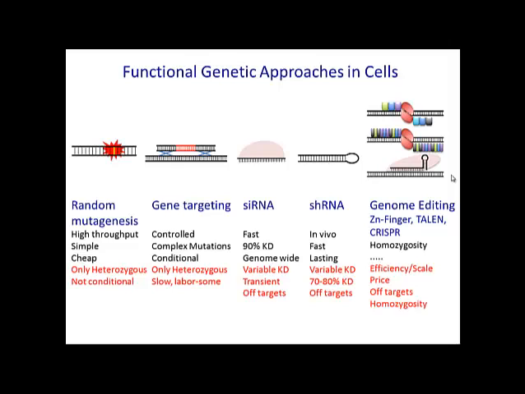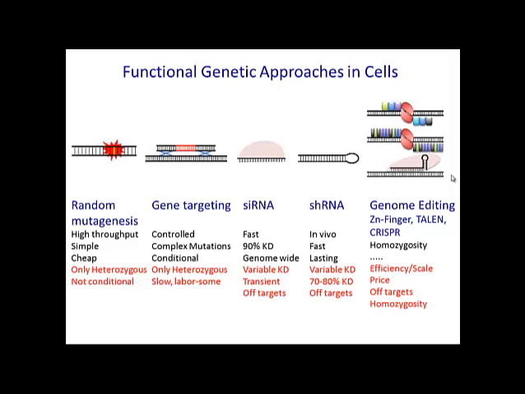Everybody talks about genome editing nowadays: zinc fingers, TALEN, and now, of course, CRISPR. Also, these systems have off-targets and, like other RNA-based approaches, have scale and efficiency issues. Also here, homozygosity is not always given. So in an ideal world, we would really want to combine all of these advantages from the different systems to make some sort of a conditional high-throughput homozygous approach possible.